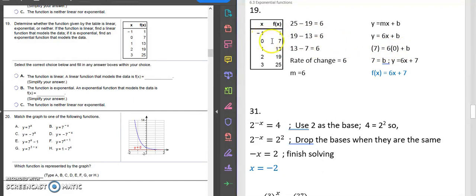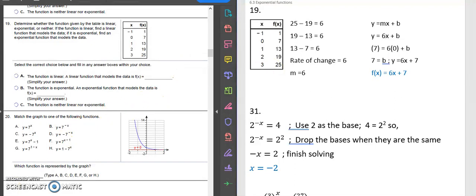And I chose 0 and 7 because that's an easy enough point to work with, but you could have chosen any 2 points in this table to solve for b. You would have gotten the same answer as long as you do everything correctly. So that is the end of this section of the video. Now I'm going to switch over to Math Excel to look at the problem starting with number 20.